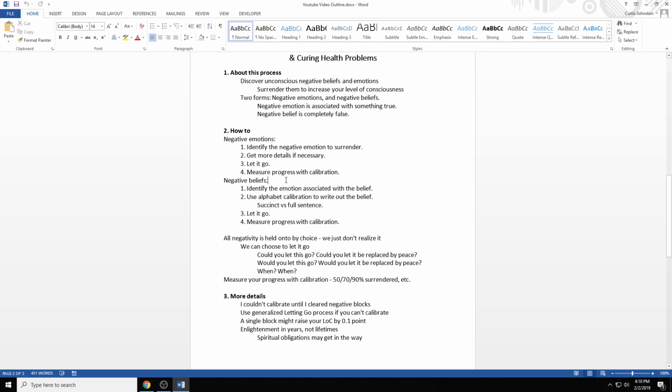So if it's a belief, first thing I'll do, I'll get permission, all that. I'll identify the negative emotion. I usually start at the bottom of the map of consciousness and work my way up. I'll say it's a shame belief. No, it's a guilt belief. Oh, that's true.